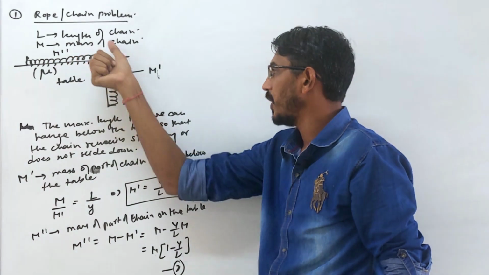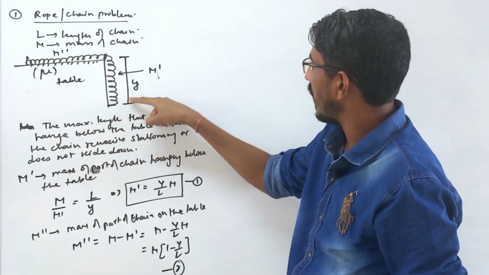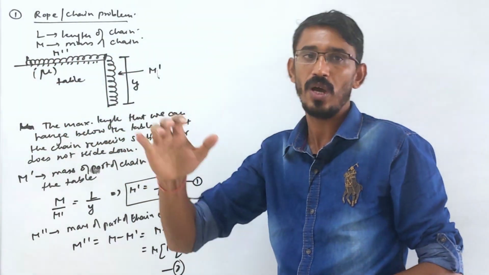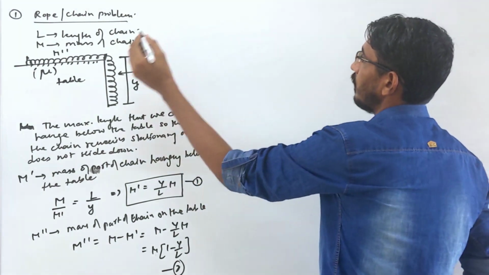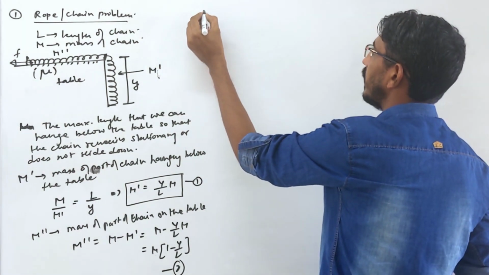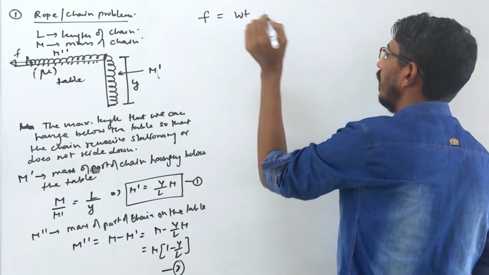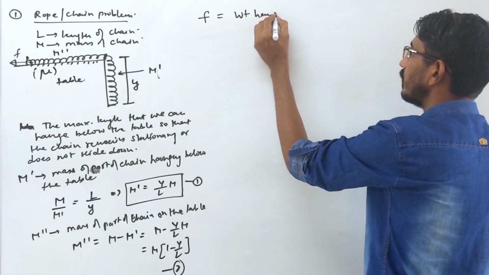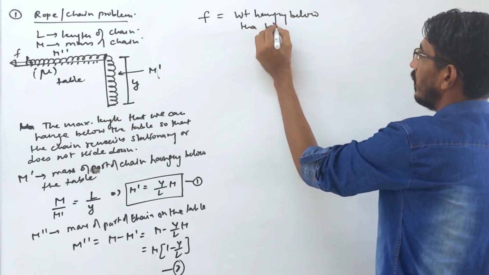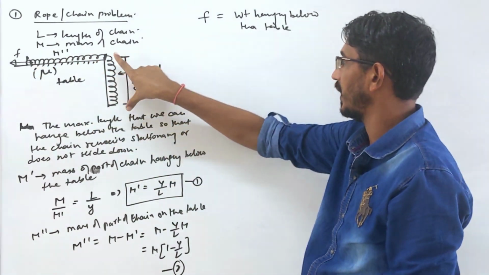So, yes, we want to keep this chain stationary, right? So how will this be balanced? The weight of this much part is pulling the system downward, and the friction force acting on this much part will try to stop it. Okay, so the friction force acting here on this part, let's call that F. If it does not slide down, it means you want to create equilibrium, which means the frictional force should be equal to the weight hanging below the table, right? Your frictional force acting on this part should be equal to the weight hanging here, right?